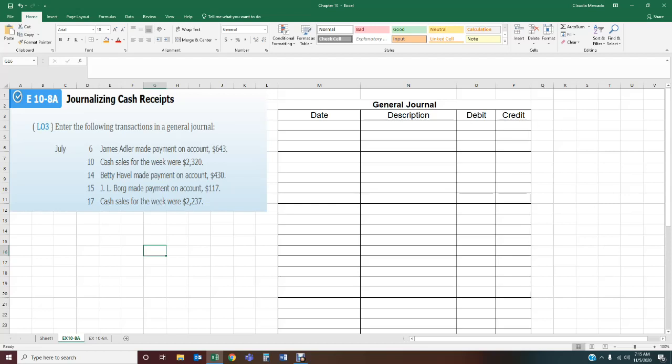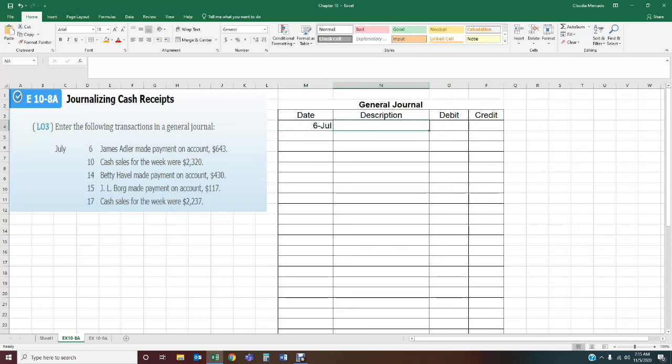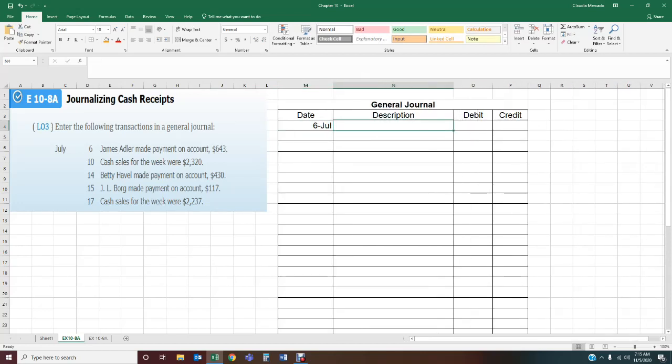It says enter the following transactions in a general journal. I've already set up the journal here for you and we have several transactions that we have to post. The first transaction we have is dated July the 6th, and it says James Adler made payment on account, 643.